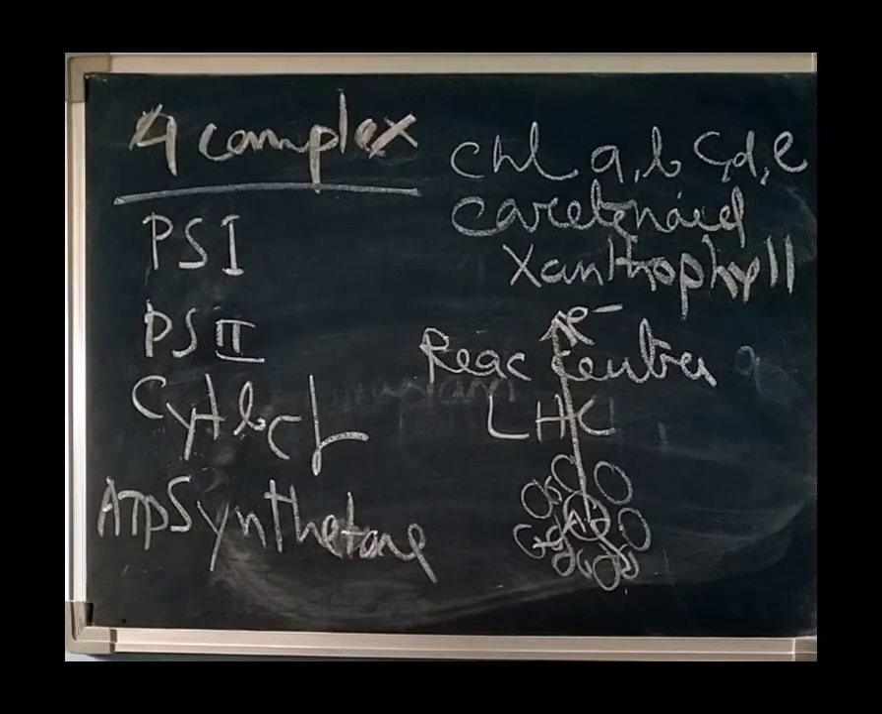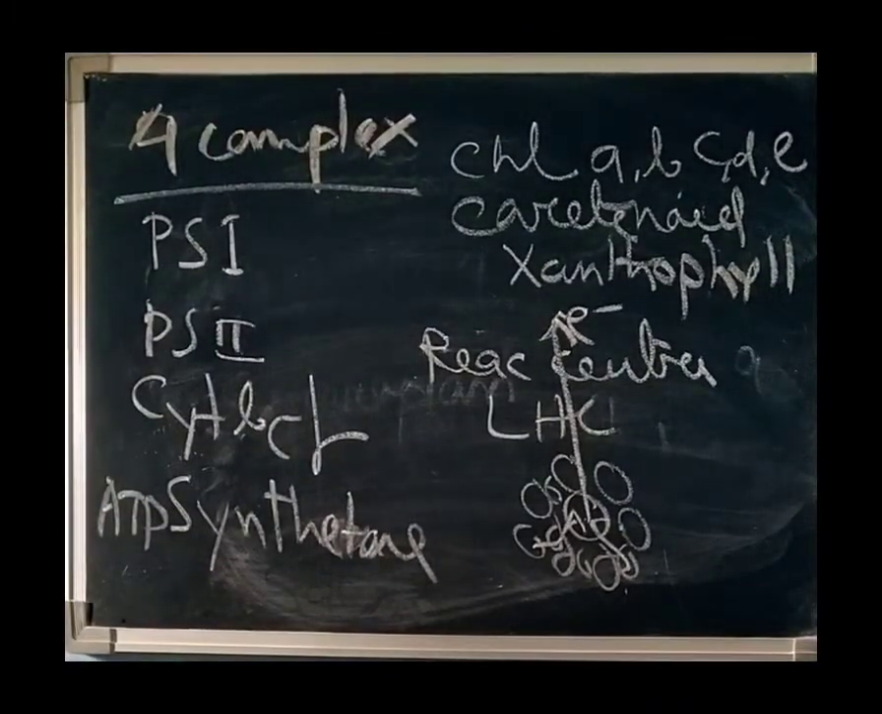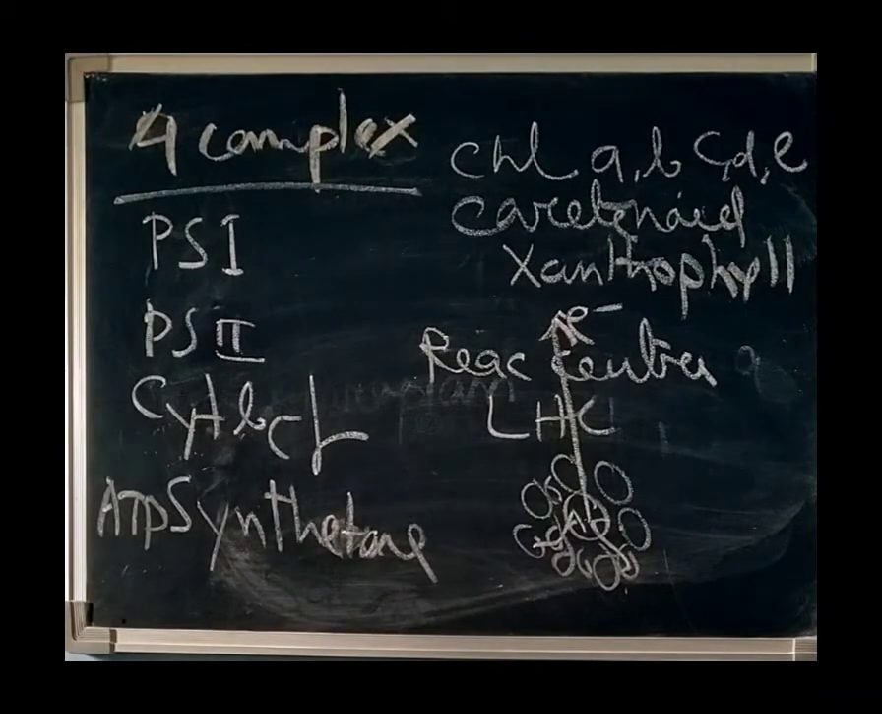So chlorophyll A and B are the major ones. Chlorophyll A is the reaction center, whose formula is C55H72O5N4Mg.